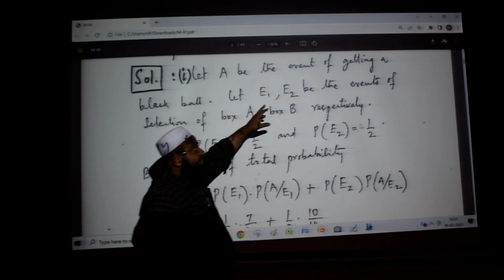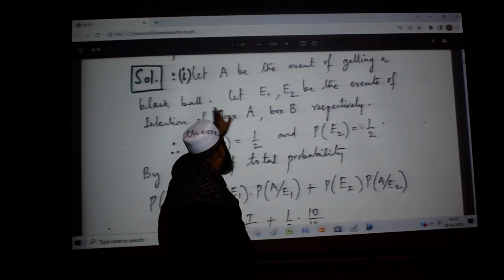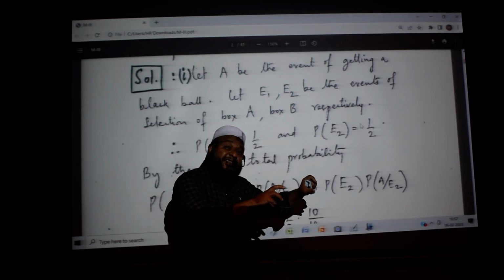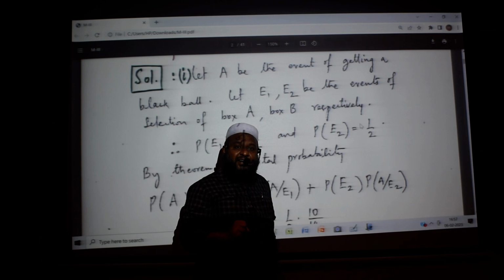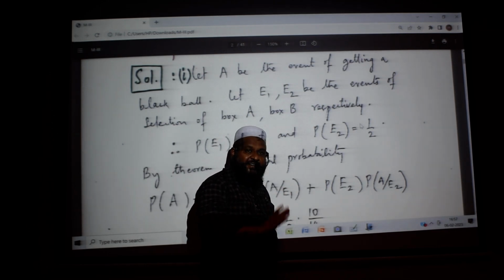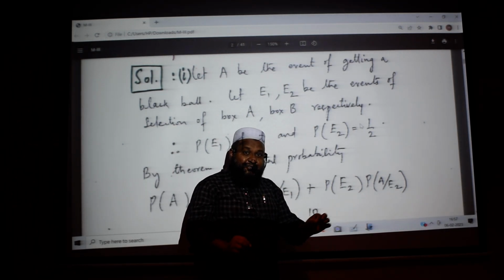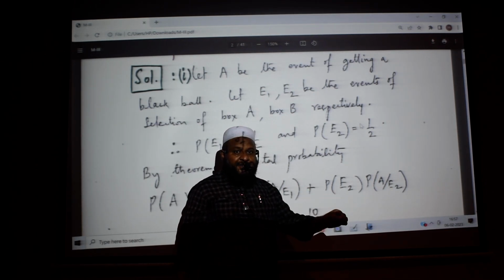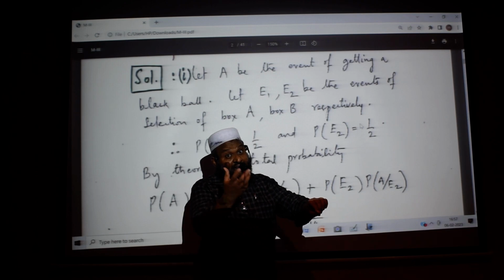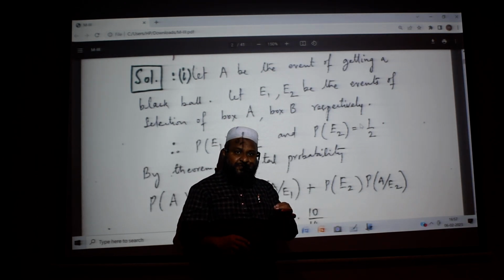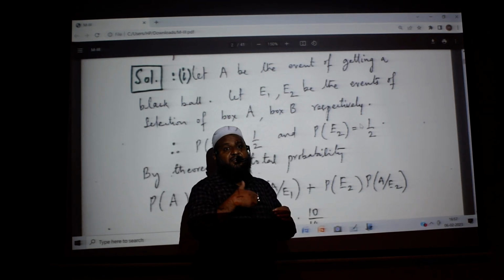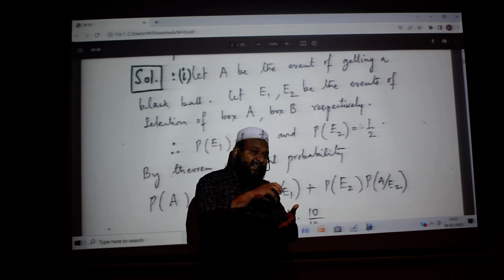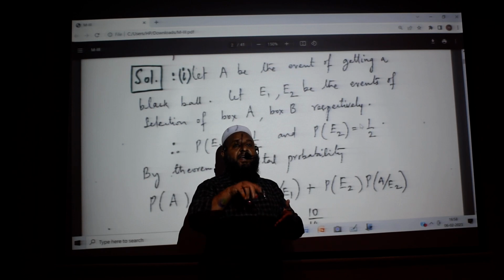Let A be the event of getting a black ball. But try to understand the logic of the problem. First box is selected or first ball is selected? Box is selected. Very good. First box is selected, so box A may get selected or box B may get selected. Later on you are throwing a ball. That is red or that may be black. The event of getting a black ball I am calling A.